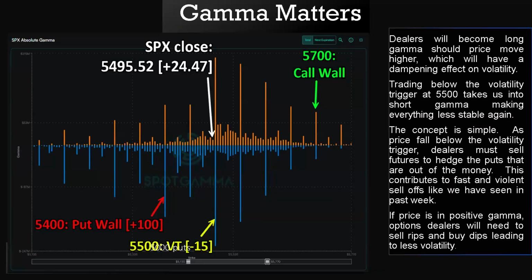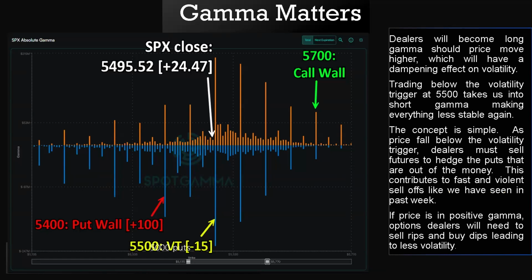And this is a picture from Spot Gamma's Tuesday evening founder's note. They do a note in the morning and the evening, and it shows how volatility increases as price drops below 5,500, which it was going to do the very next day, which was yesterday. And the volatility trigger sat at 5,500, which is right here. And coincidentally, zero gamma was also sitting at 5,505 yesterday. So in effect, the volatility trigger and zero gamma were both at 5,500.